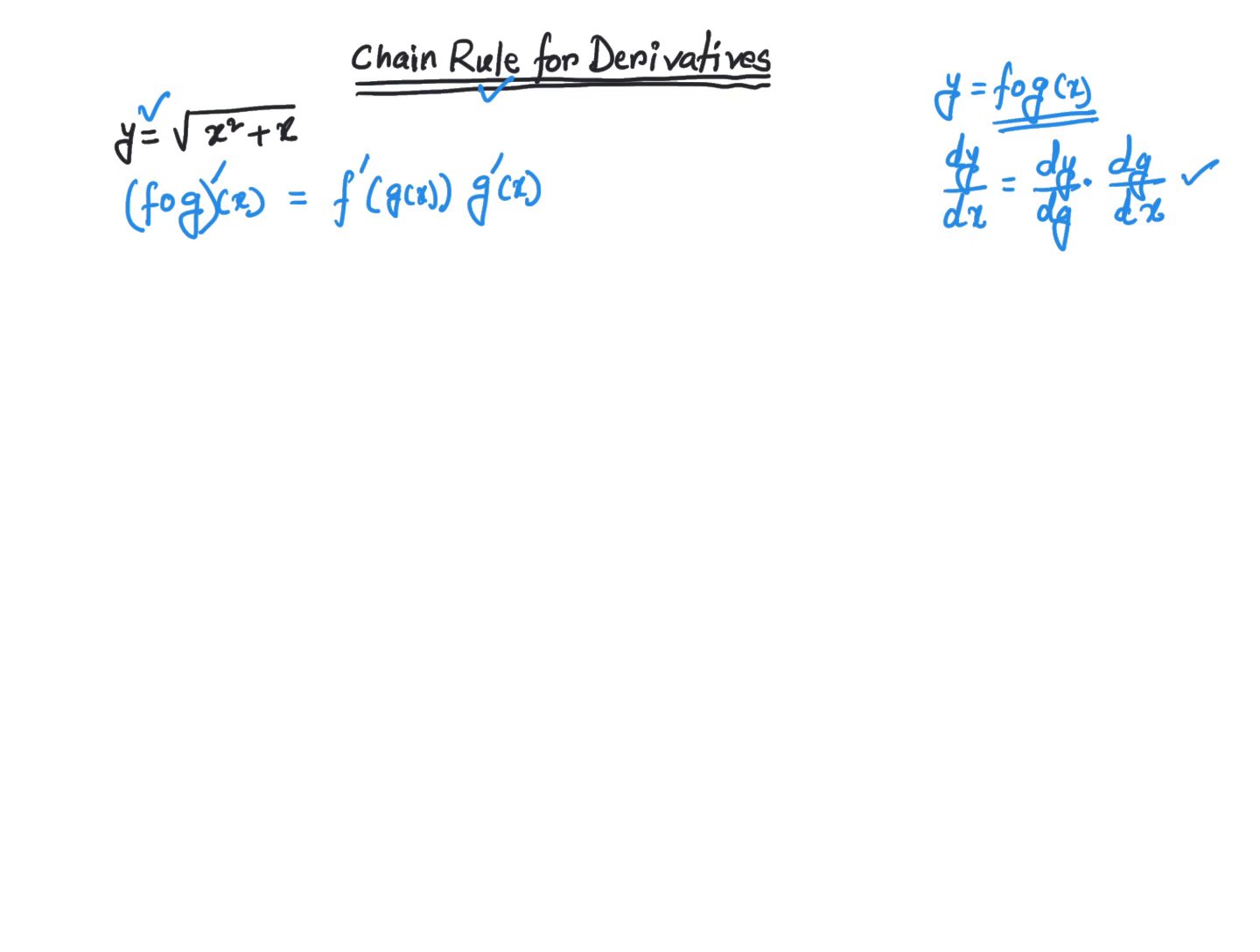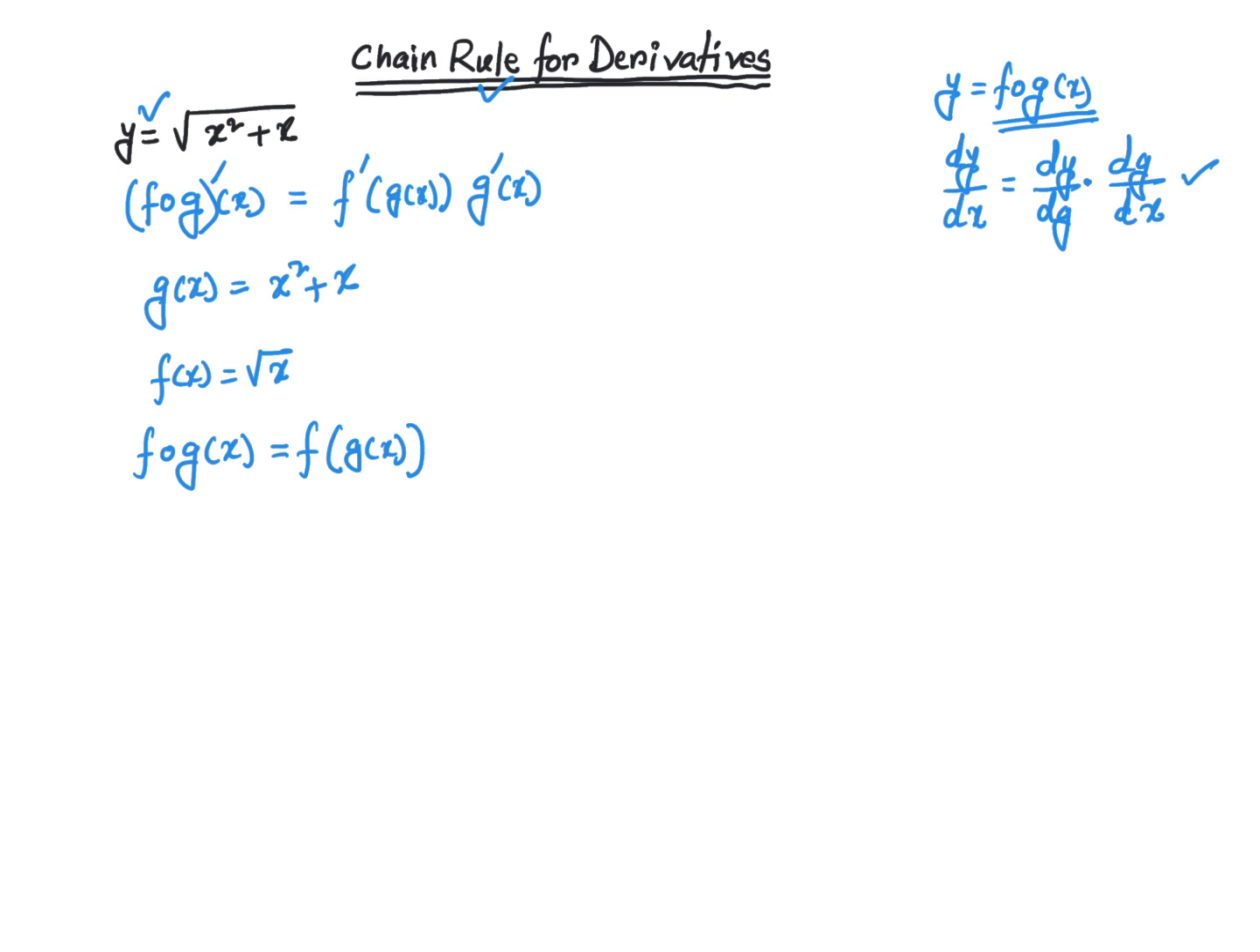However, let me go ahead and solve the problem here. So let's consider that I have two functions. Let's consider one of the functions is g of x, and my g of x is nothing but x squared plus x. And then let's say I have another function f of x, which is just square root of x. Now, what I'm going to do is find the composition of these two functions, f composed with g of x, which is nothing but f of g of x.